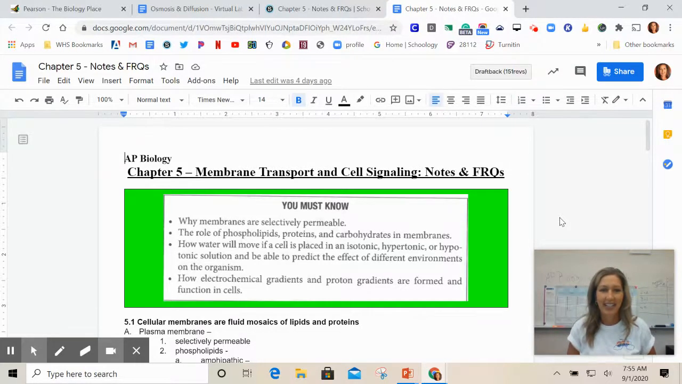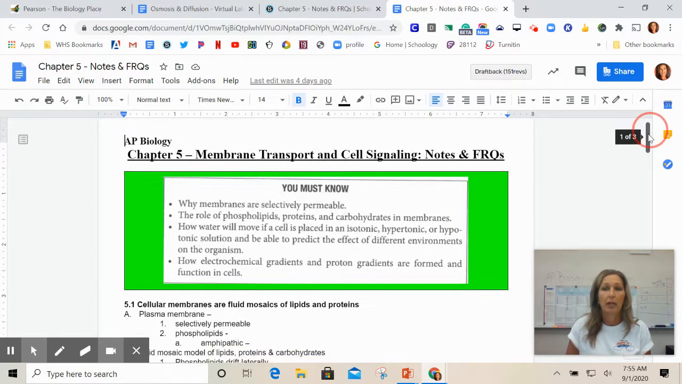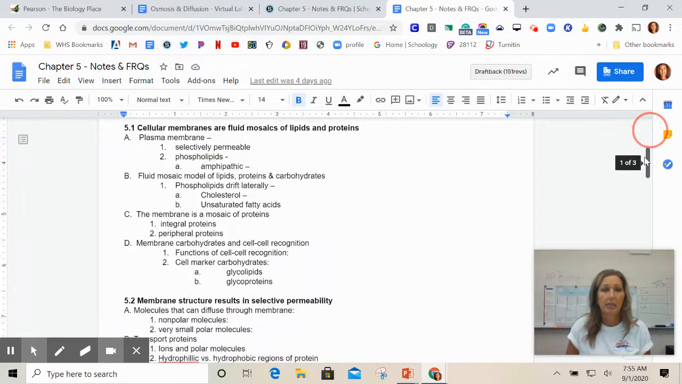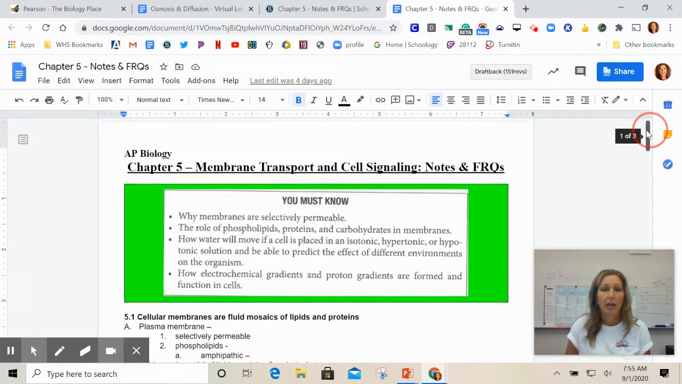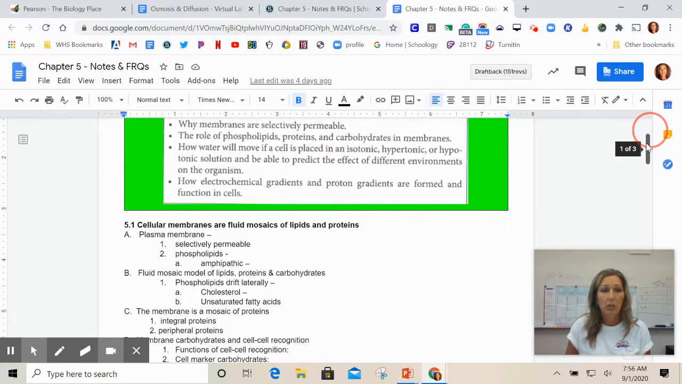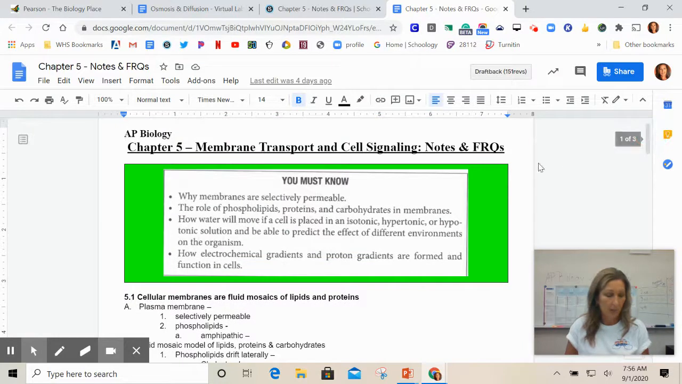Mrs. Shelton here, just giving you a Screencastify for Chapter 5, Membrane Transport and Cell Signaling. We'll go over the You Must Knows during our Zoom meeting today, but I also wanted to make sure that I'm putting up Screencastifys for you, so if you want to listen and get more details on some of the content later on, you have the ability to do that.